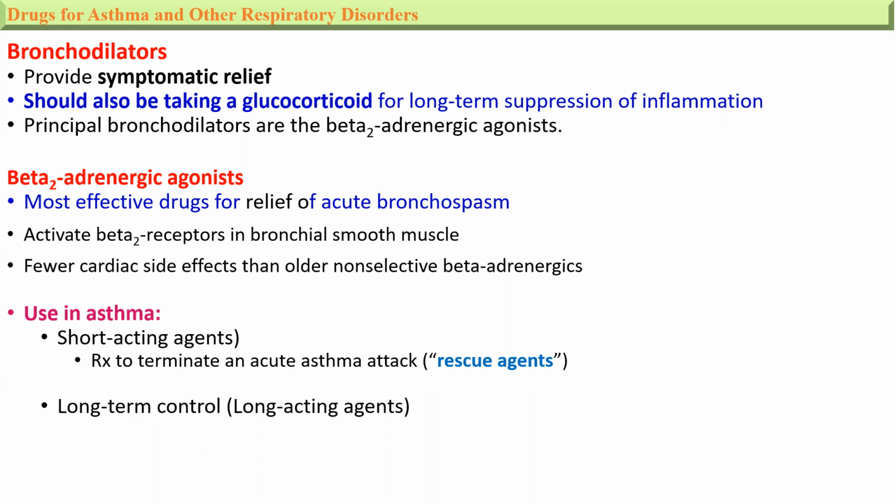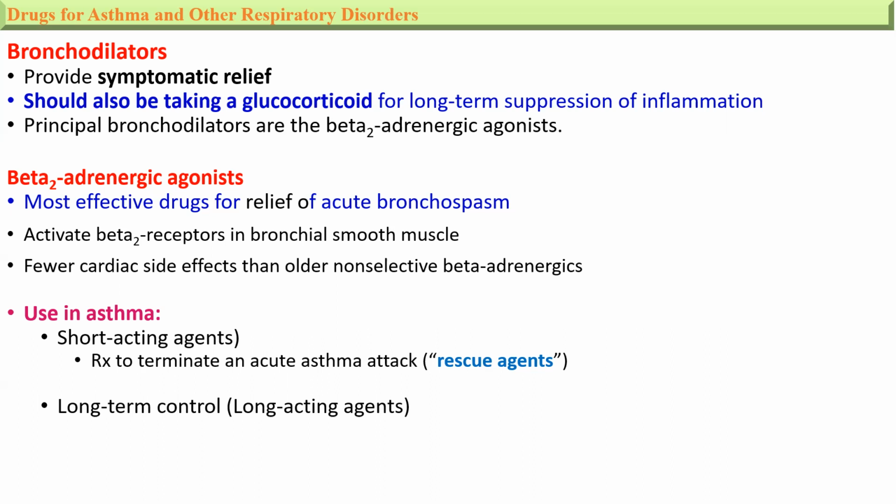The beta-2 adrenergic agonists are the most effective drugs for relief of acute bronchospasm and prevention of exercise-induced bronchospasm. They activate the beta-2 receptors in bronchial smooth muscle, which results in bronchodilation. There are very few cardiac side effects compared to the older non-selective beta adrenergic drugs.